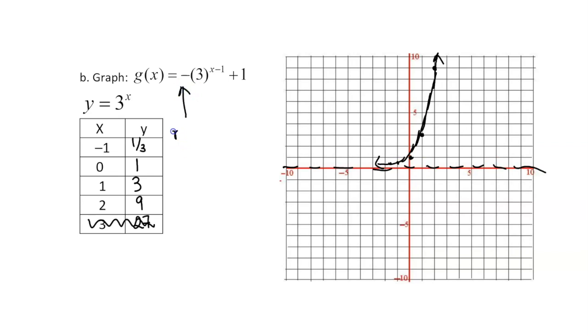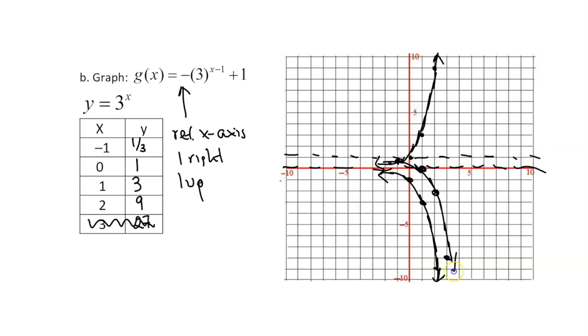Okay, the negative here means that we're going to reflect it over the x-axis, and then we're going to go 1 to the right and 1 up. Okay, so let's reflect it. And then we're going to take that and we're going to move it 1 to the right and 1 up. There's our new asymptote. And this would be our final graph right there.